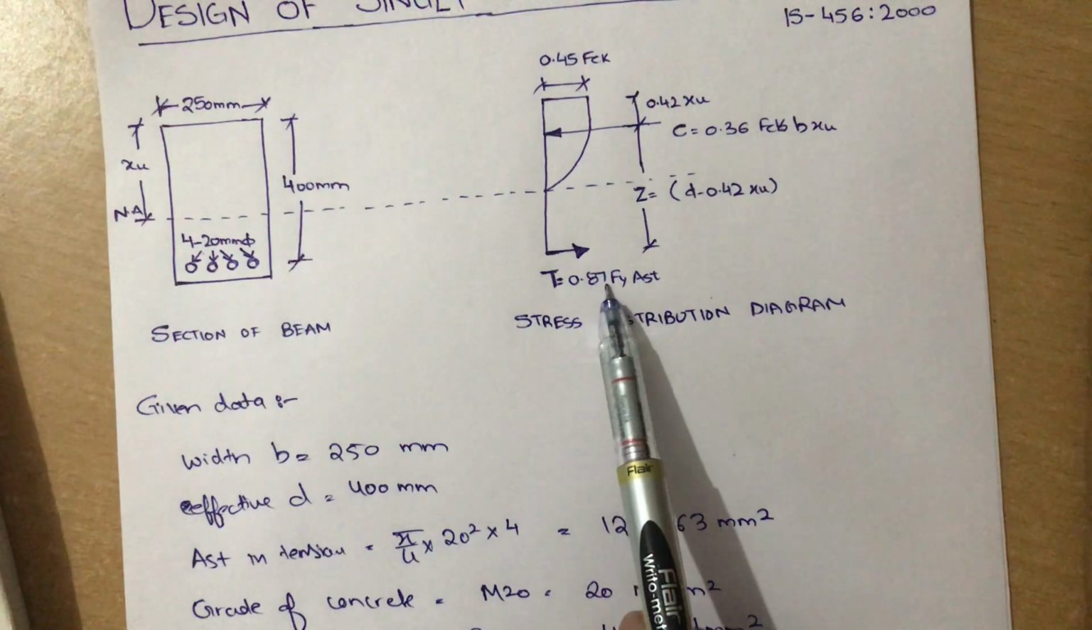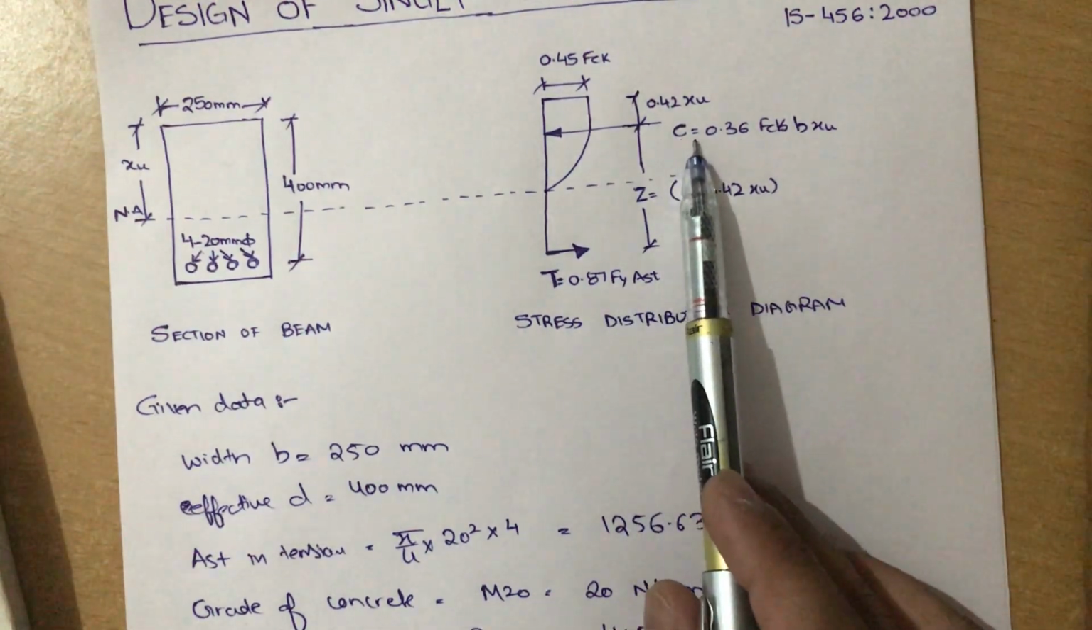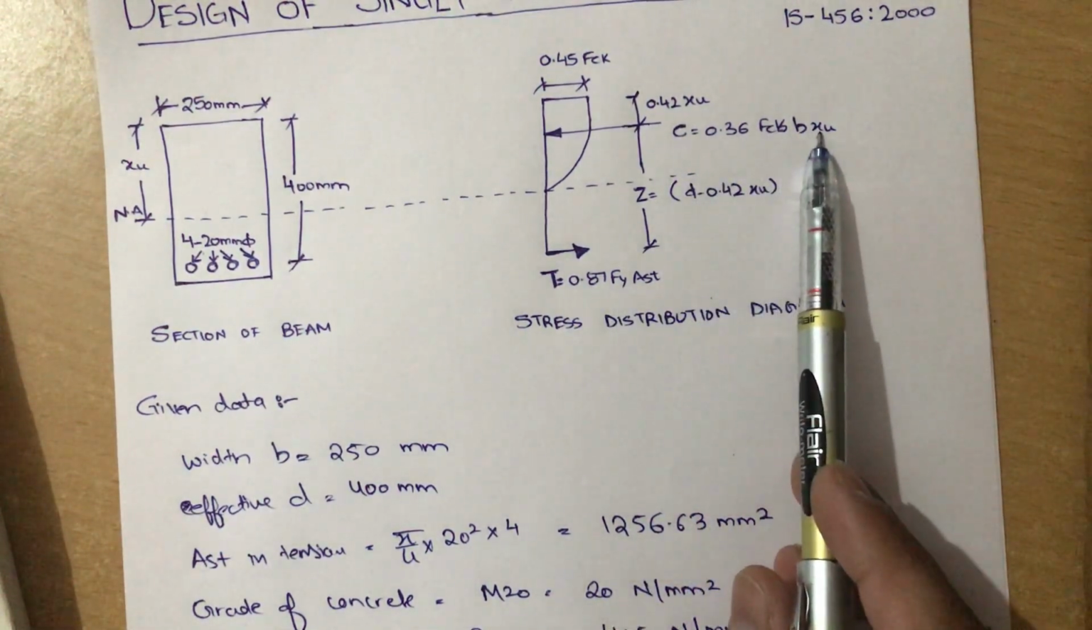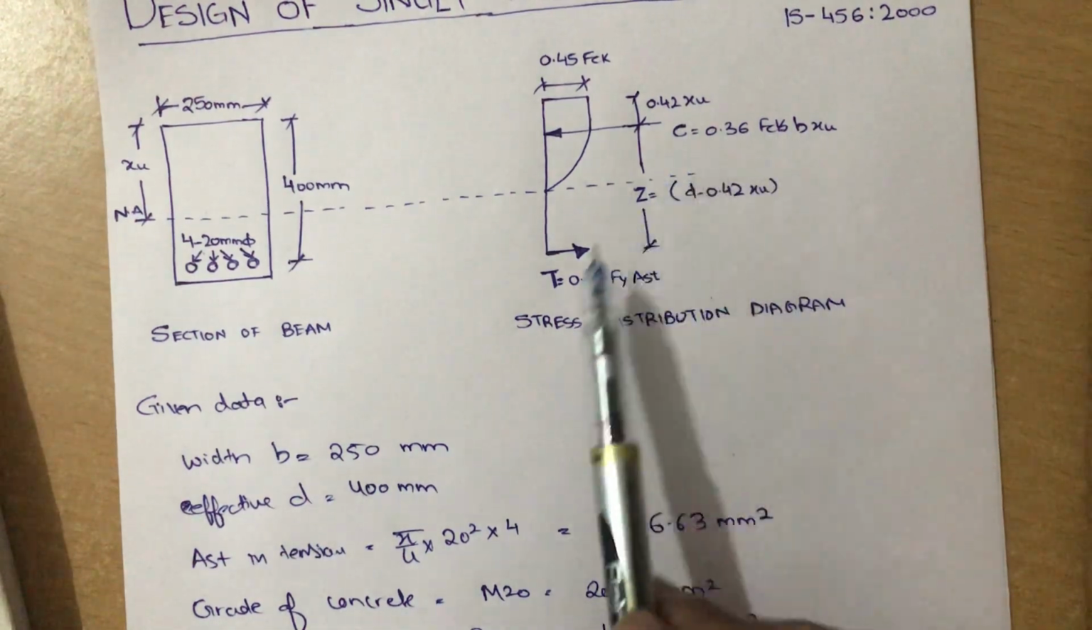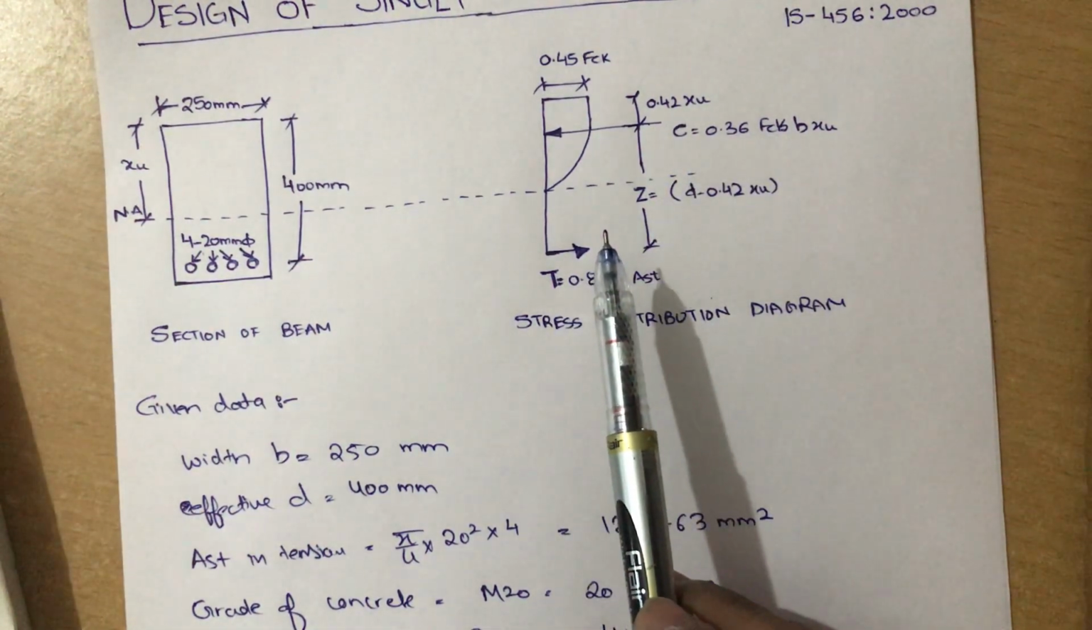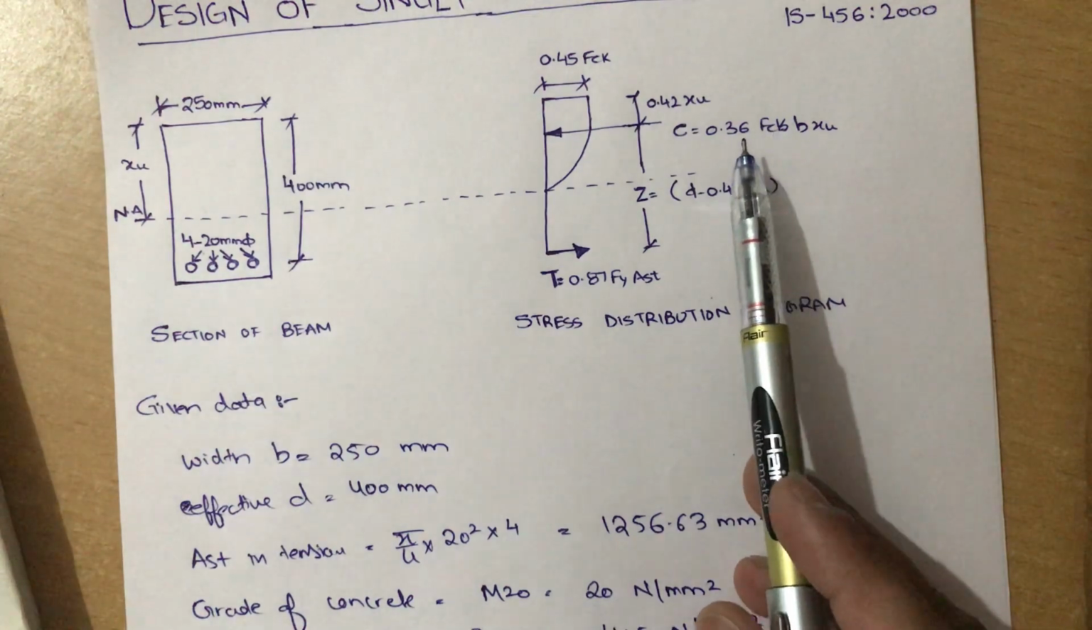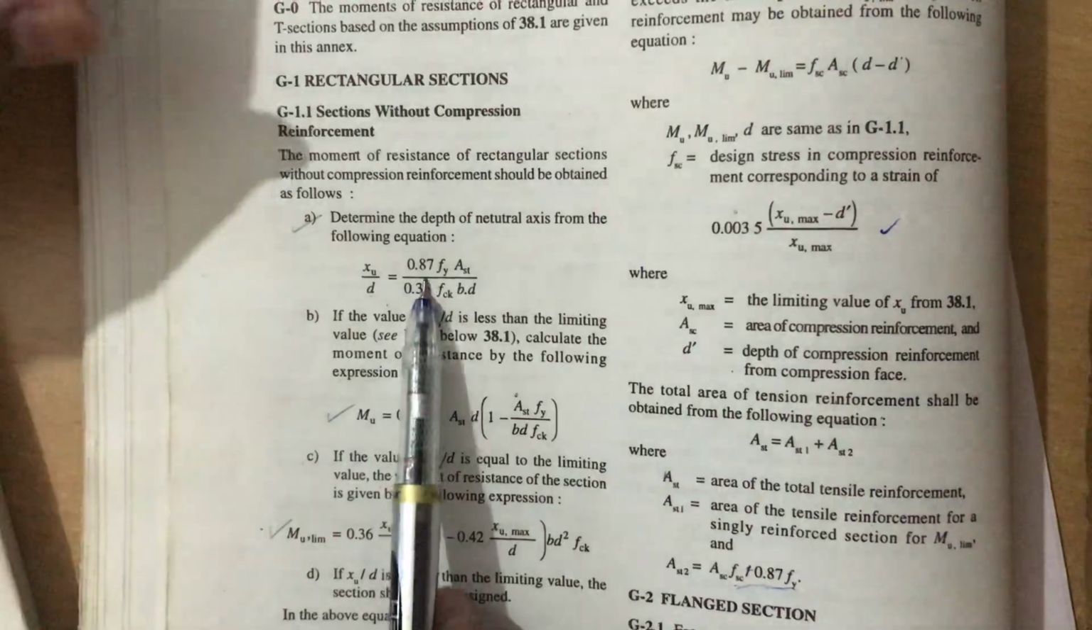Here T is equal to 0.87 fy Ast. Compression C is equal to 0.36 fck b xu. So these both values are given in our IS 456 page number 96, like this.